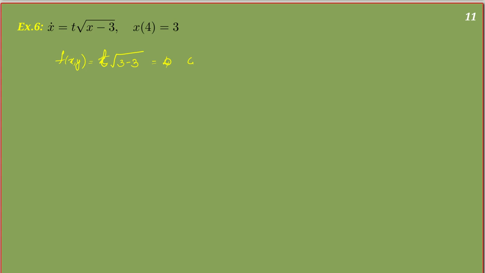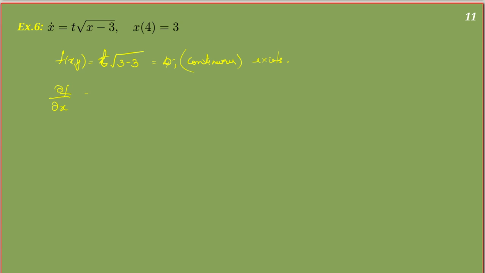So near the point 4 and 3, we can say that f of x comma y is continuous. We are speaking about continuity only near the initial points, near the points where the initial conditions are given. So near this point, the function is continuous, so a solution exists for the system.